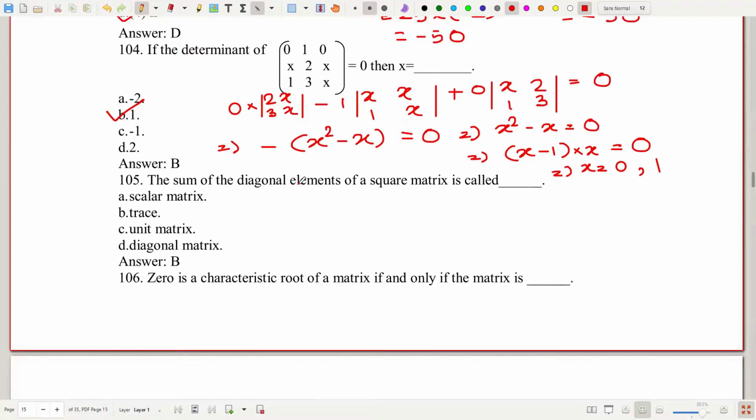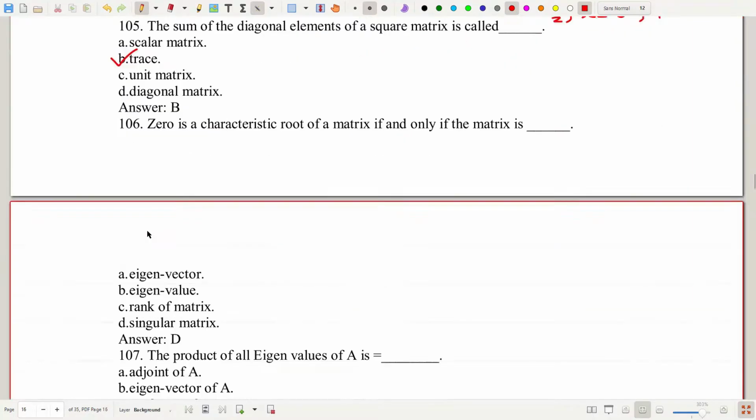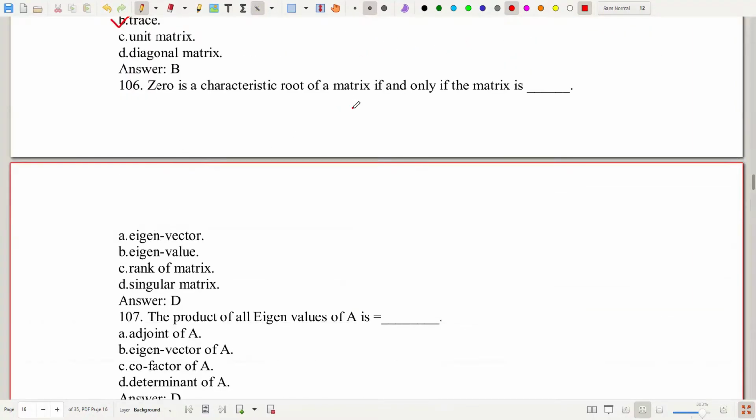The sum of the diagonal elements of a square matrix is called, obviously, the trace. Next question, 0 is a characteristic root of a matrix if and only if the matrix is a singular matrix. That means the determinant of the matrix is equal to 0, then we can say the matrix is a singular matrix.